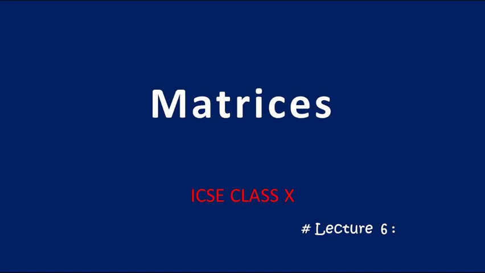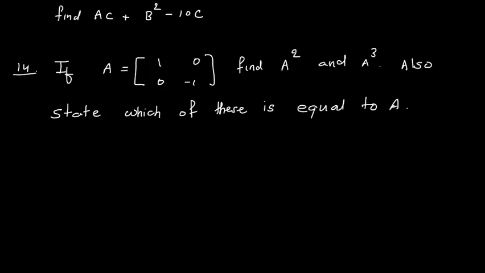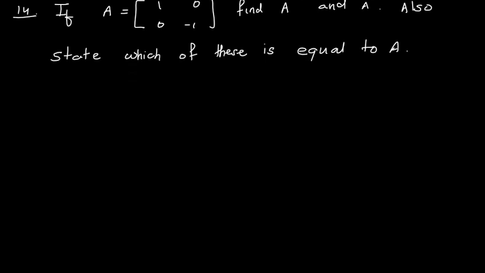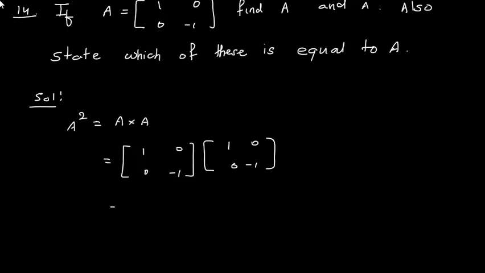Hello everyone. Now let us see this 14th question. Question is, if A is equal to the matrix [1 0; 0 -1], find A square and A cube, and also state which of these is equal to A. So A is given, we have to find A square. So in the solution, A square, I can write A into A. First of all, we will say that A square is A into A.